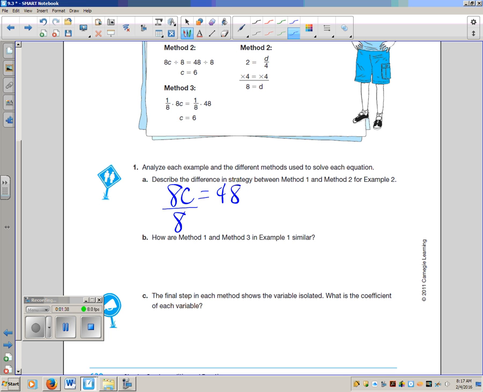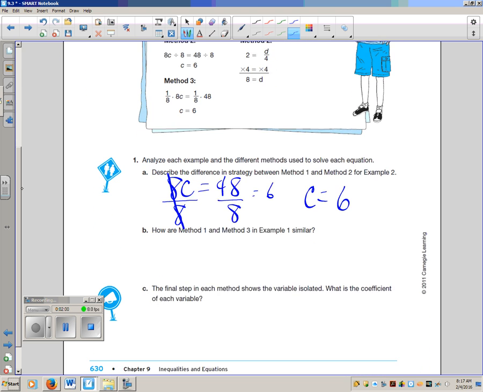So I'm going to divide each side by 8. If I divide the left side by 8, I have to divide the right side by 8. 8 divided by 8 on the left side, we cross that out because it's just 1. 48 divided by 8 is 6. So c equals 6.